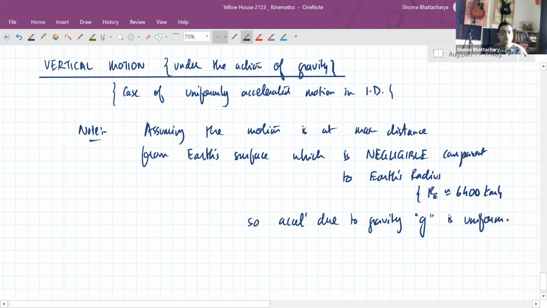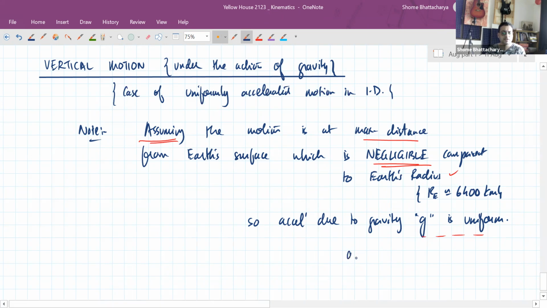If we start talking about vertical motion where the particle is projected to thousands of kilometers, or even more than 700-800 kilometers from the surface of the Earth, then we cannot treat the acceleration due to gravity to be uniform, because the distance from the center of the Earth is becoming so large that small g will start to decrease significantly. So here in this section, we are assuming that we are always at a maximum distance which is negligible compared to the radius of the Earth, so that we can treat small g as uniform.